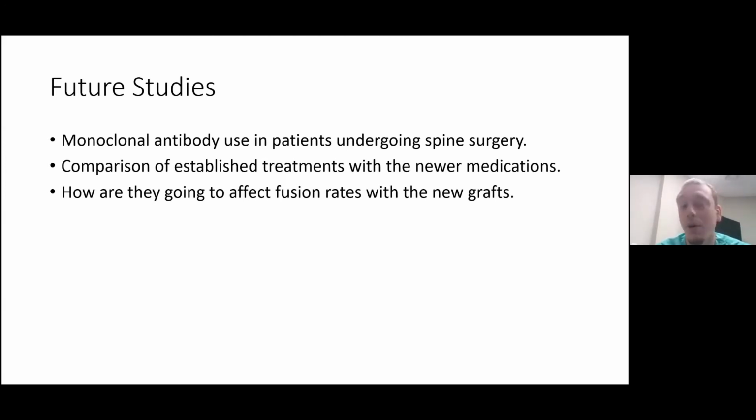And also, how are they going to affect fusion rates with all these new grafts that are coming now, you know, porous, compared to titanium cages. So it's going to be very interesting to see if they're going to affect the bone remodeling and the fusion rates in these patients.